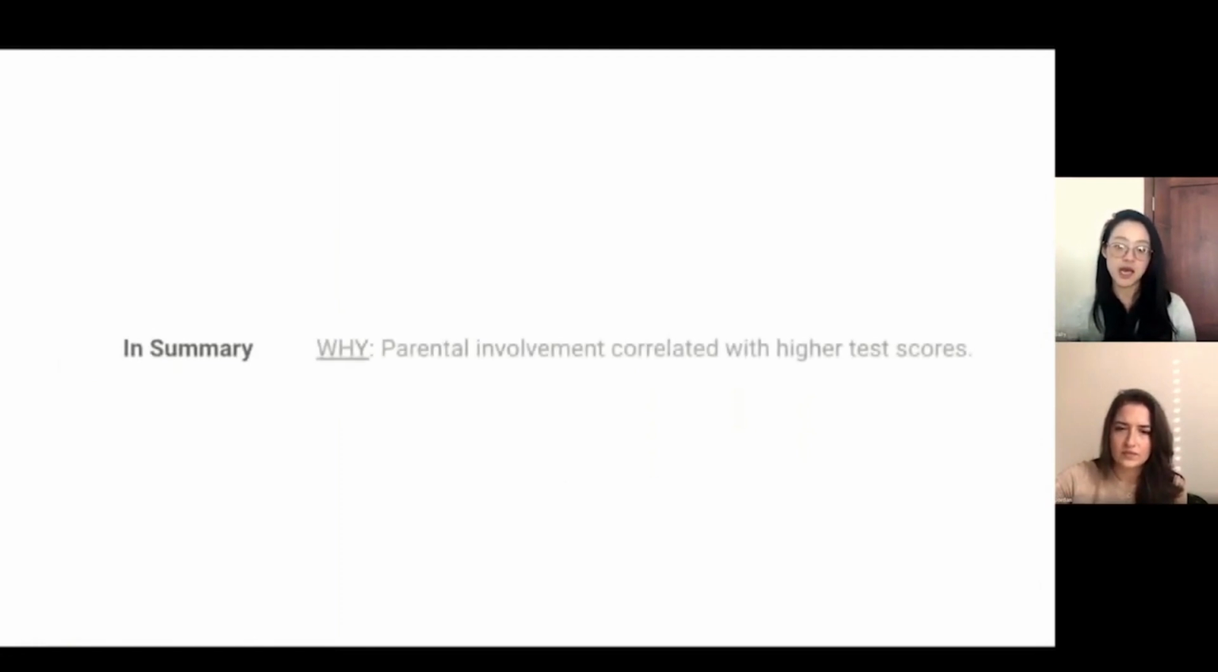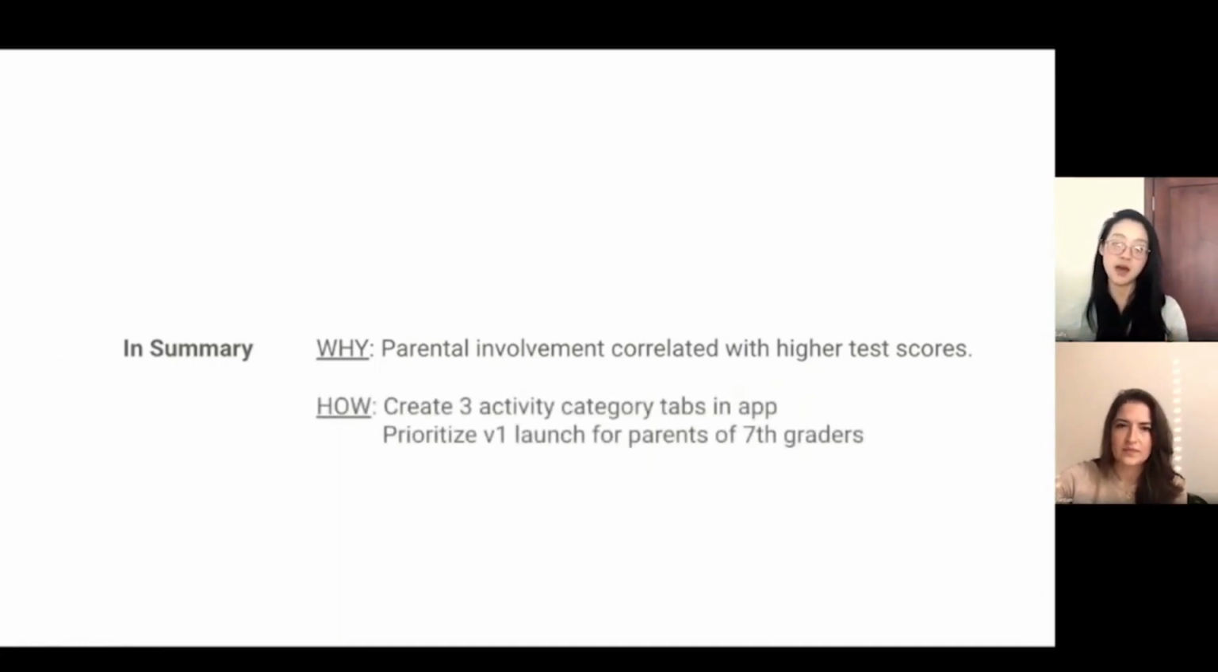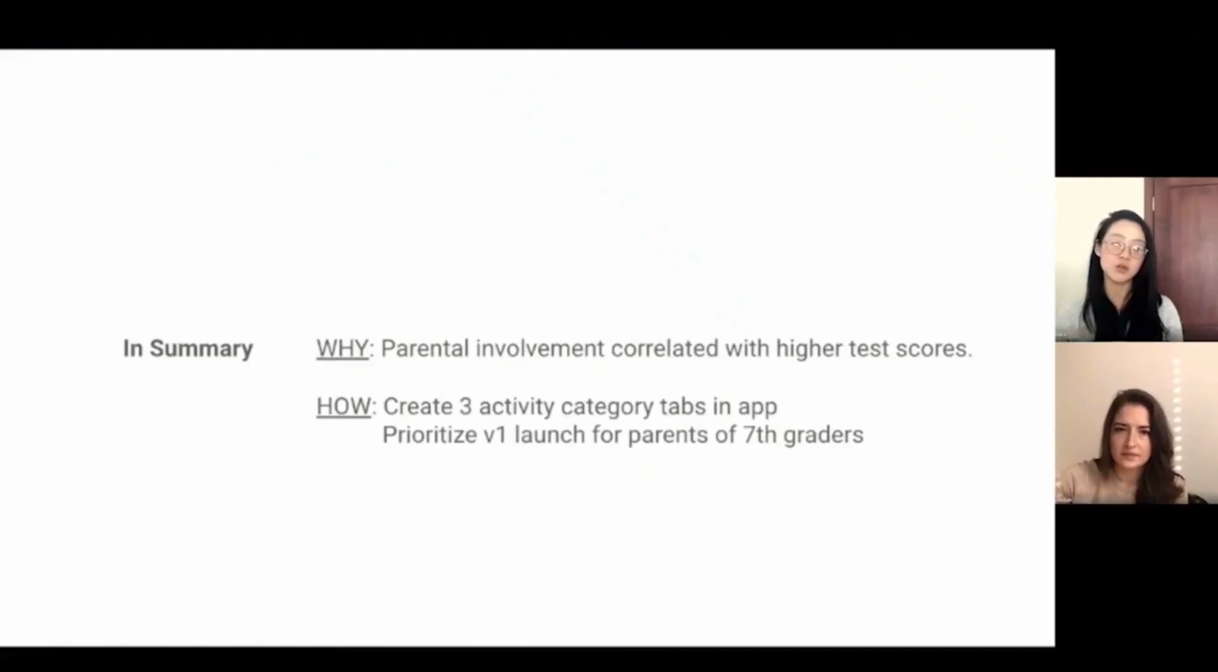So in summary, based on the analysis that we did, the why we want to create an app in the first place is because parental involvement is highly correlated with higher test scores. And the how to best design this app: when we build this app, we want to make sure the app has 3 categories or 3 tabs for each activity category. And we should prioritize a version 1 launch for parents of 7th graders.